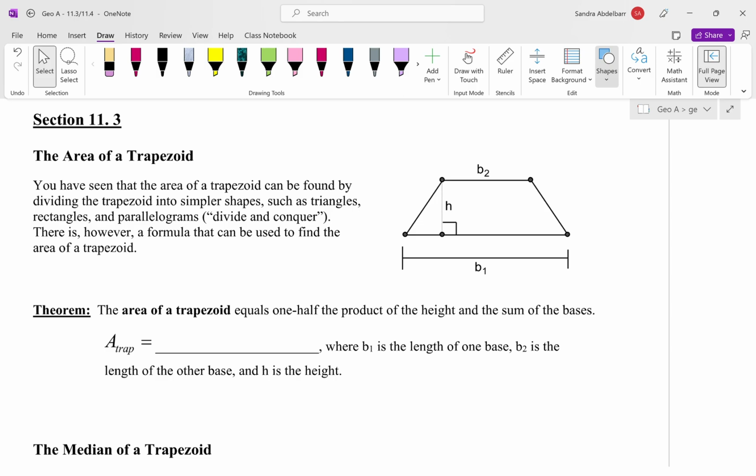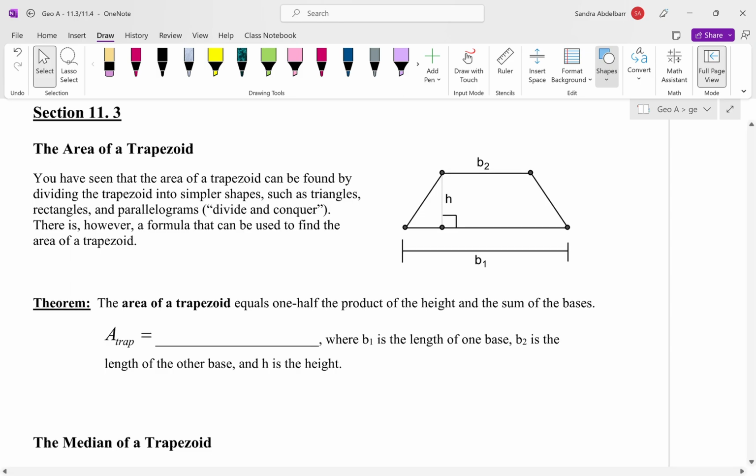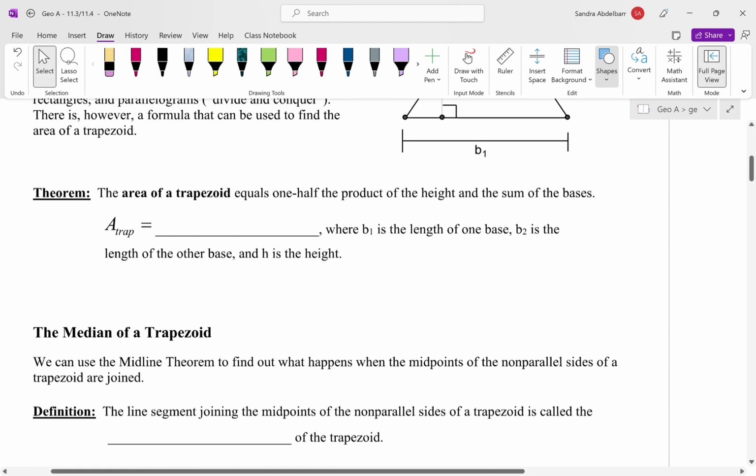We only did rectangle and triangle so far, right? No, we did rectangle, square, parallelograms, and triangles. I agree. All right, let's talk about area of a trapezoid.